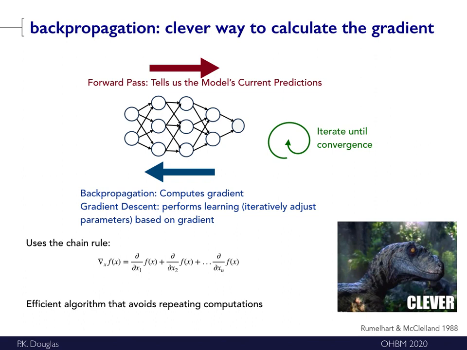So just to summarize, backpropagation computes the gradient, but gradient descent or stochastic gradient descent is the learning algorithm that performs the learning by iteratively adjusting the parameters based on the gradient.